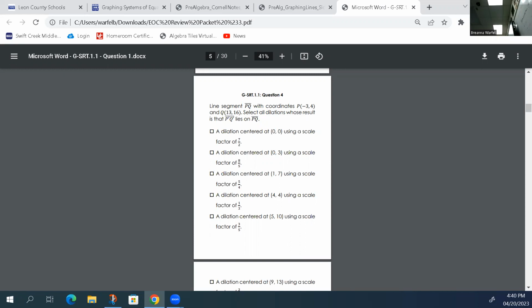You really need to graph this and go through all of these dilations. One thing that I would say, like 7/2, I would divide that. And so it's 7 divided by 2, 3.5. So it's 3.5 times as big. I think that would be helpful for you.